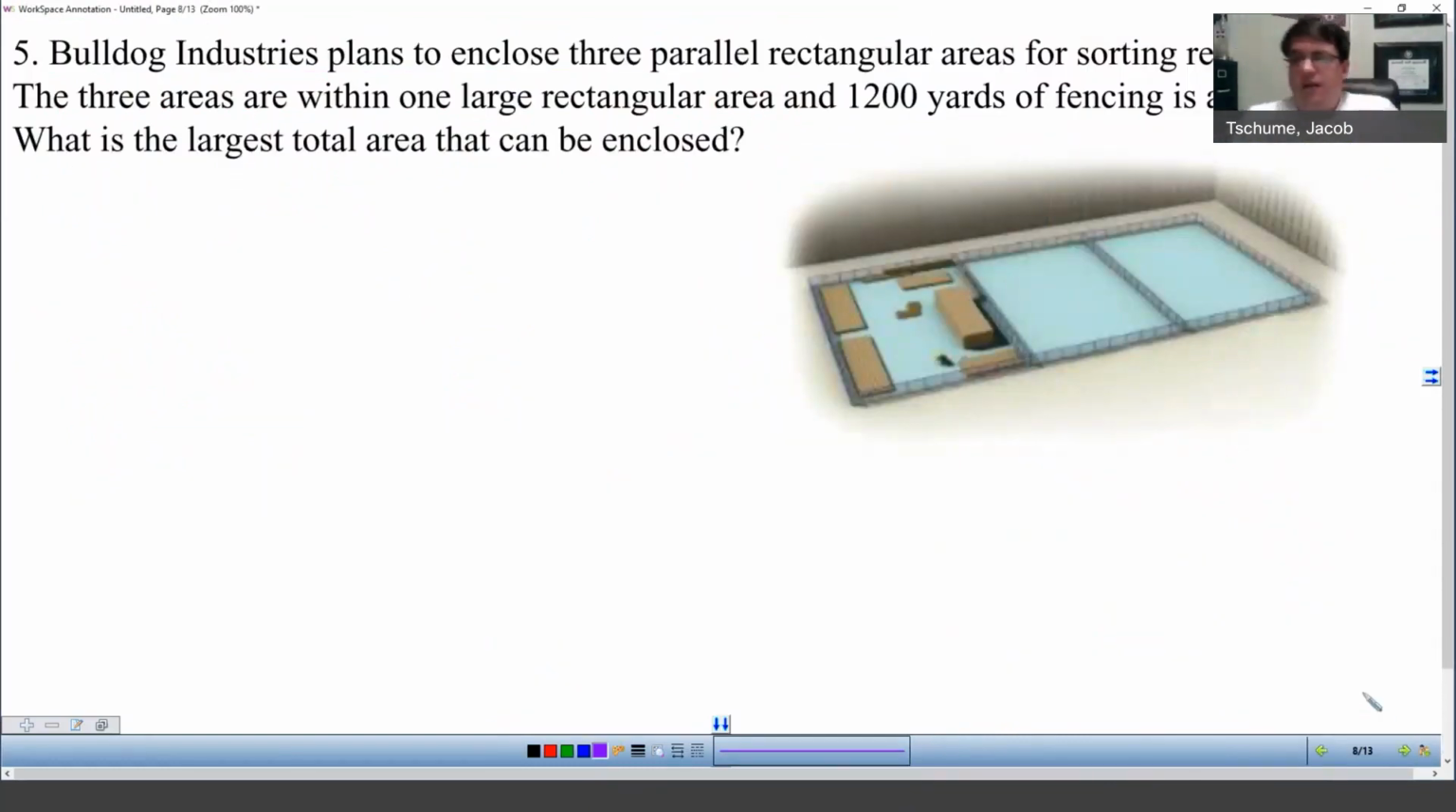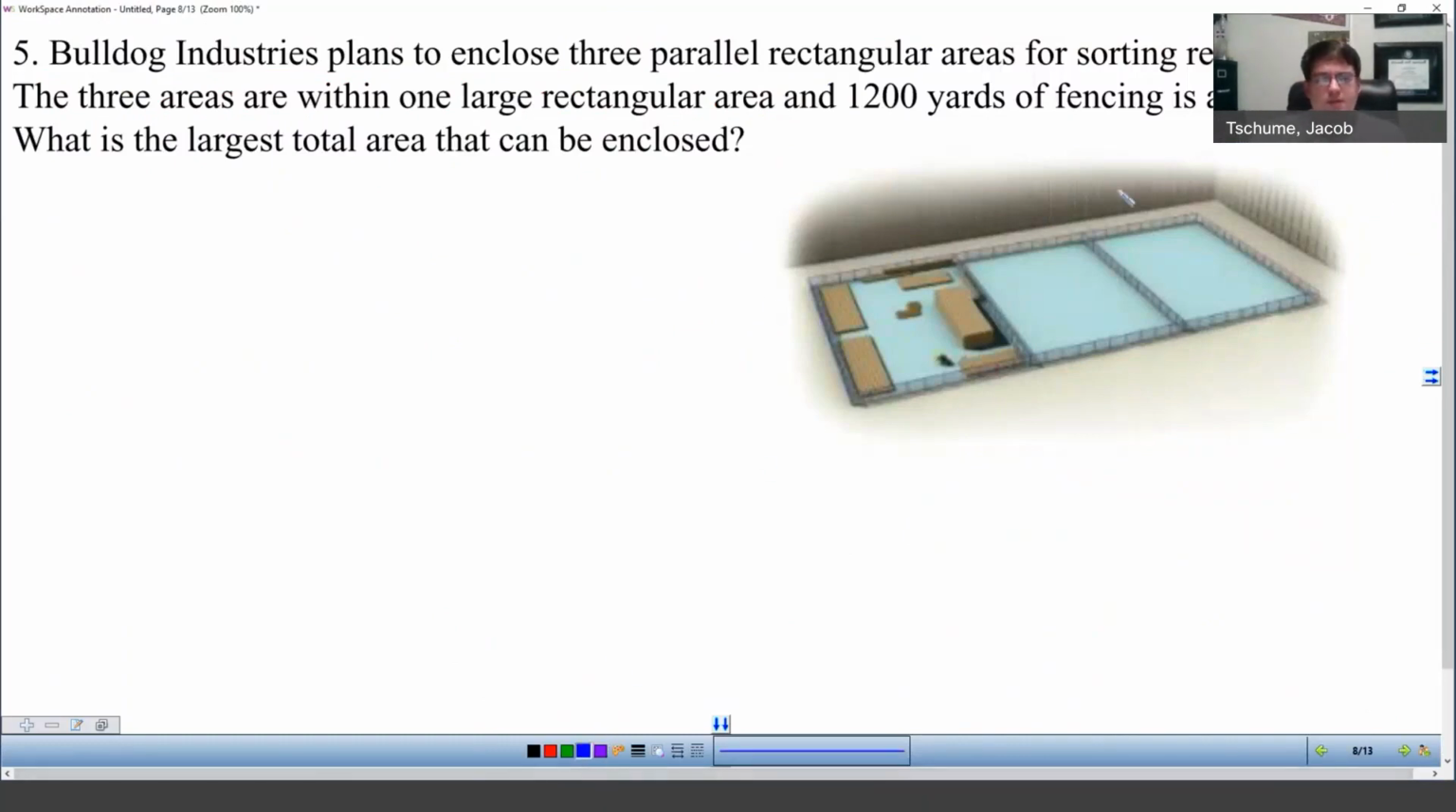All right, so let's look at number 5. So some more word problems, but a little bit more reasonable. It says Bulldog Industries plans to enclose 3 parallel rectangular areas for sorting return goods. The 3 areas are within one large rectangular area and 1,200 yards of fencing is available. What is the largest total area that can be enclosed?